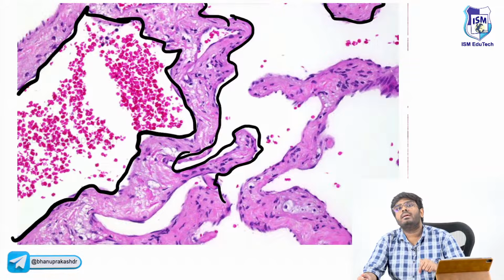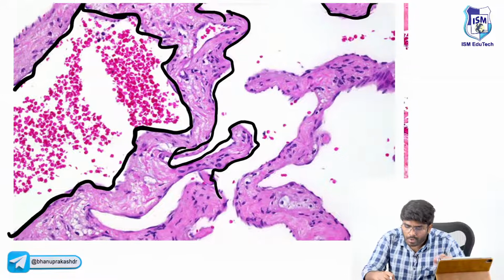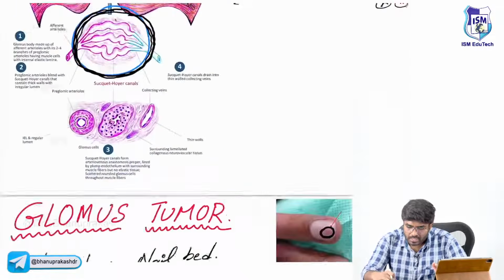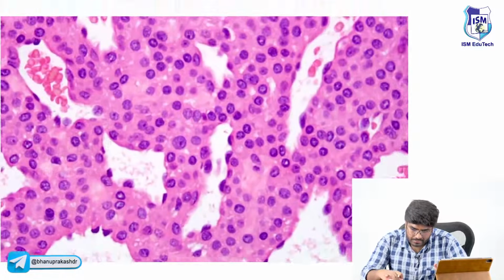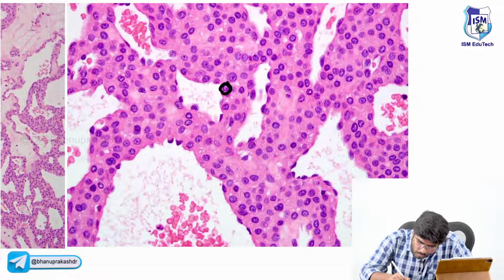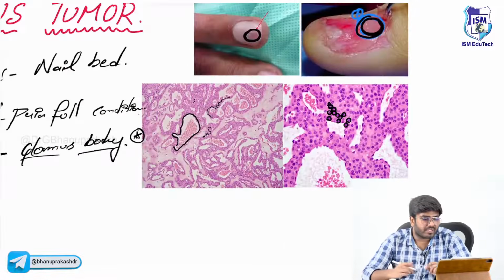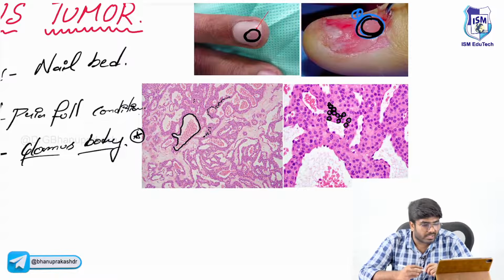But in glomangioma, the dots are monomorphous, all of similar size. I will show you. See, there are monomorphous dots. Here, look, in the septa, how beautiful they are. See, monomorphous cells are present. So this is very important: monomorphous round to polygonal cells.